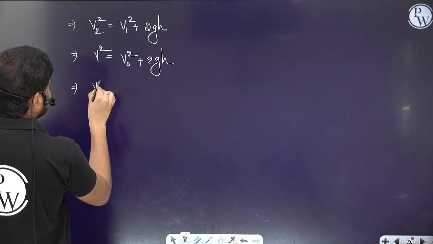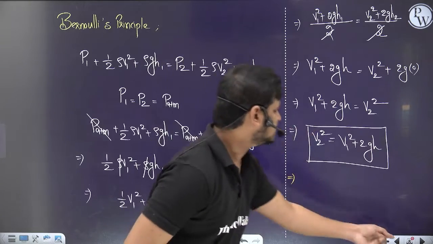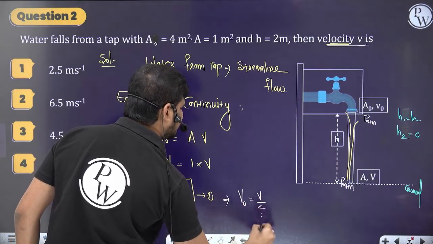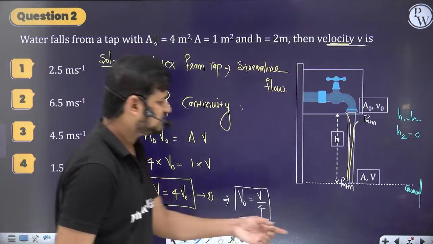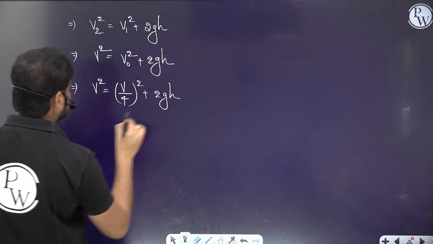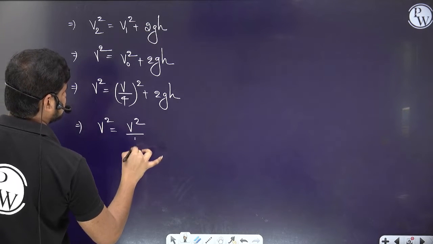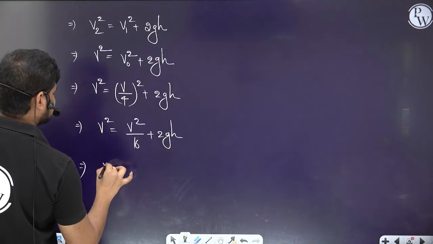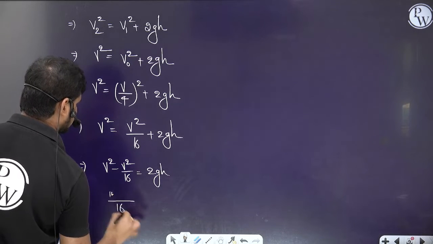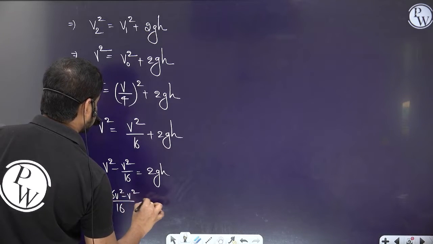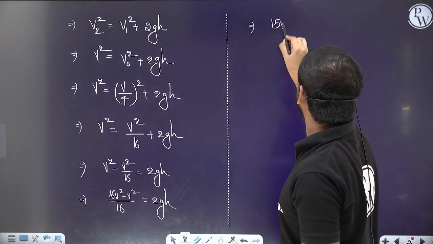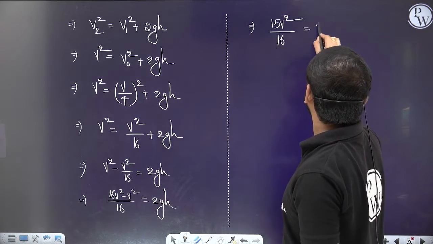So let's do one thing. In place of this V0, because we need only V, they are asking to find the velocity V, right? So let's eliminate this V0. How do we eliminate it? From here, V0 is equal to V by 4. So let's substitute that here: V0 is equal to V by 4 whole square, plus 2GH. Now do the calculations. So here V square is equal to V square by 16 plus 2GH. So V square minus V square by 16 is equal to 2GH. I brought it to this side, and 16 is the LCM, so it goes 16 V square minus V square is equal to 2GH, which is 15 V square by 16 is equal to 2GH.